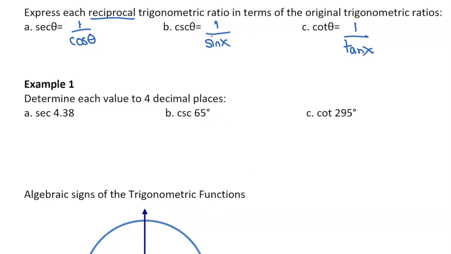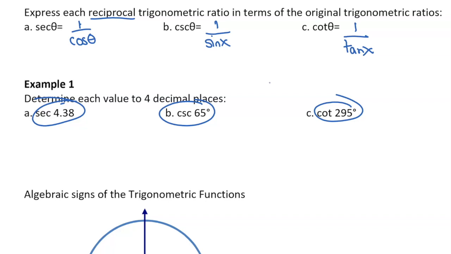Okay, why is that useful to us? It's useful to us because if we want to enter these into the calculator, as we mentioned at the start, your TI-84 does not have a secant, cosecant, or cotangent button. So you need to be able to evaluate something like this without being able to press a secant button or cosecant button or cotangent button.